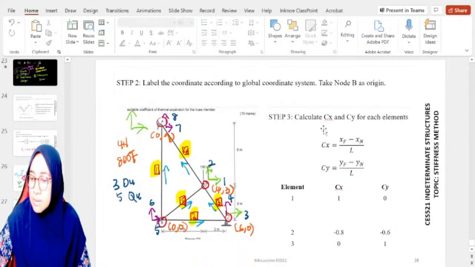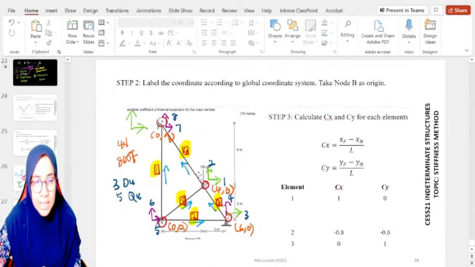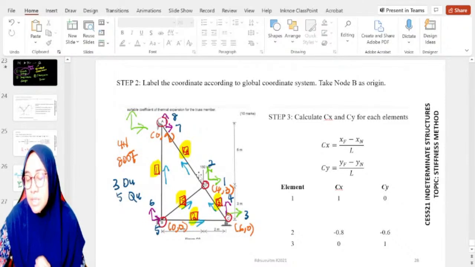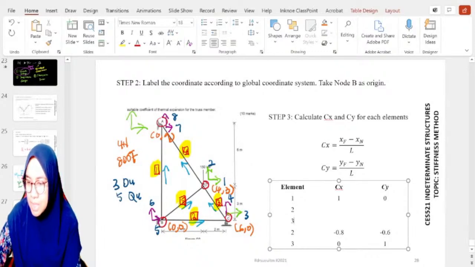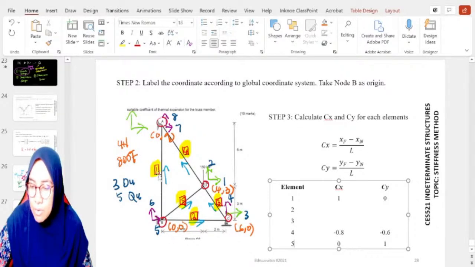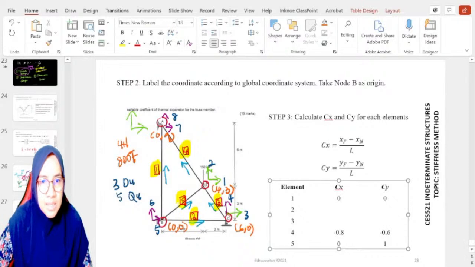We have labeled all the details in the diagram. So now we want to calculate Cx and Cy for each element. There are 5 elements. Looking at element number 1, the near end is B and the far end is A, because we identify that from the arrow. To calculate Cx, we look at the x coordinate: 0 minus 0, divided by L, so Cx is 0.